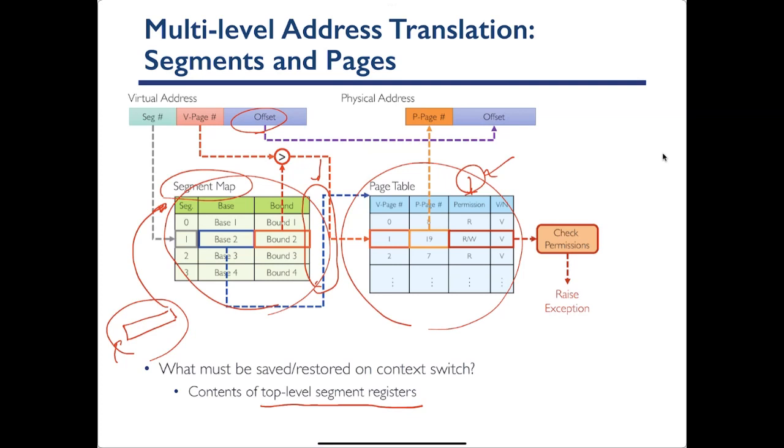If the segment map is itself a bunch of registers in the hardware, then you have to save them all, so that when you come back, you can fill the segment map again with whatever you had before context switching.